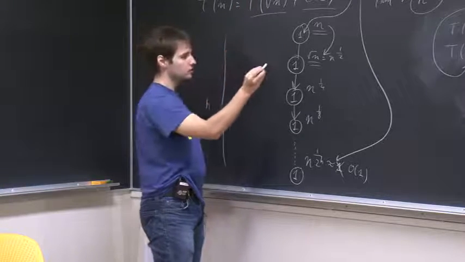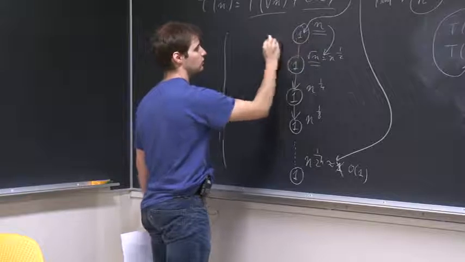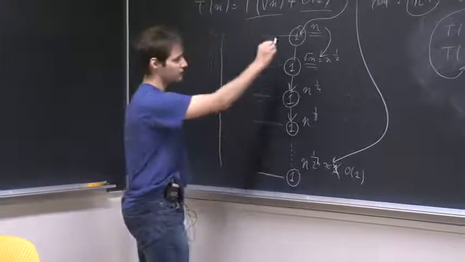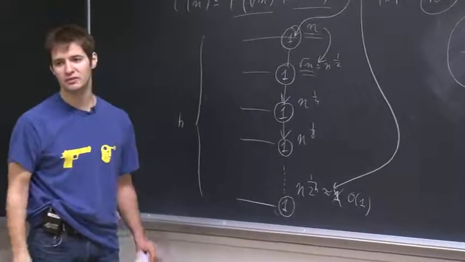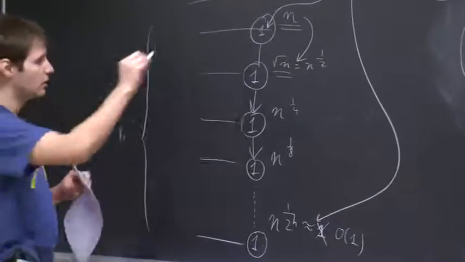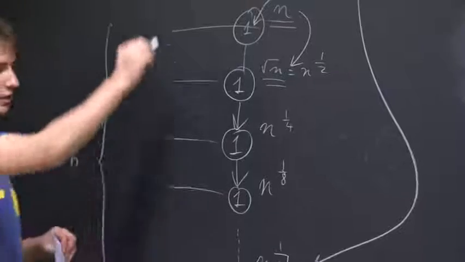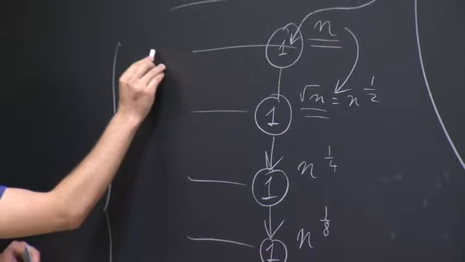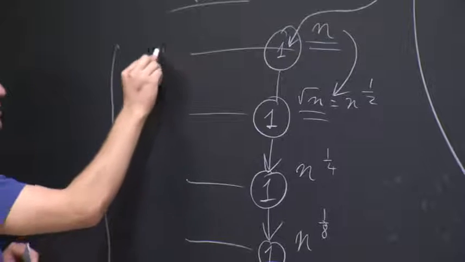In order to do that, first, we sum up over each level. And in this case, it's really simple because there's only one node per level. But if you have multiple nodes per level, you have to sum up for each level, and then you have to do a big sum. What's the sum for this level? One.